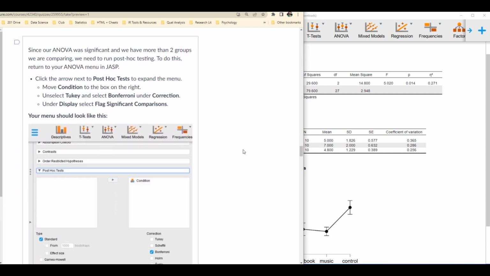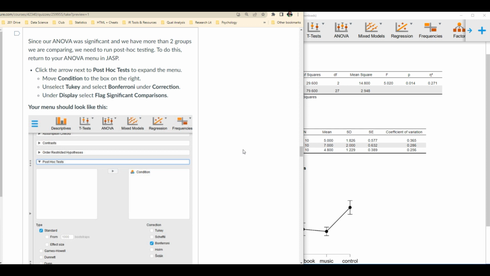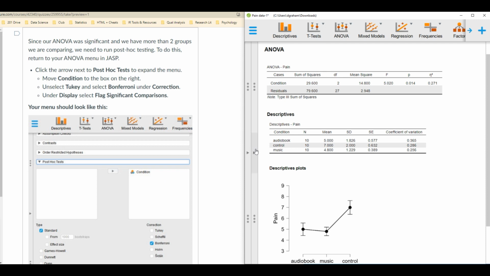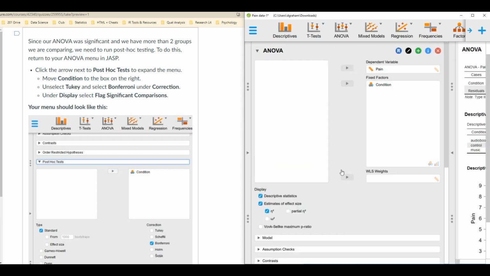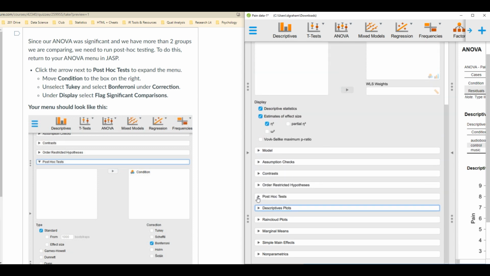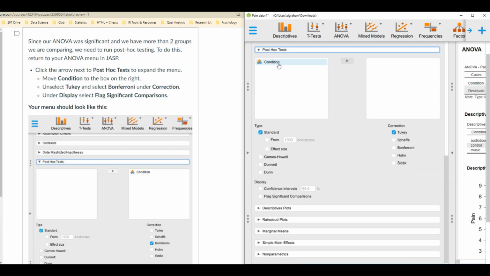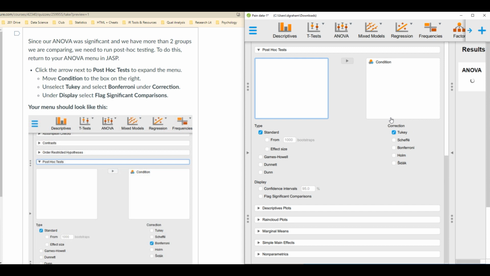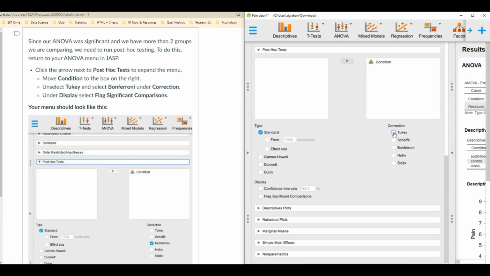Now, again, since our ANOVA was significant and we have more than 2 groups, we do need to run that post-hoc test. So to do this, we are going to return to our ANOVA menu, and I'm simply going to open back up the one I was working in. I'm just going to add it on to what I already did. So if you scroll down, you'll notice we have an option for post-hoc tests. I'm going to expand that menu, move condition to the box on the right, and then over here on the right-hand side, I'm going to take off Tukey and turn on Bonferroni.